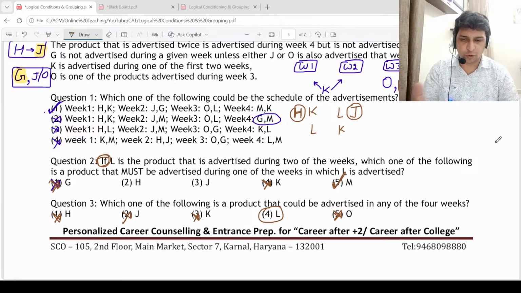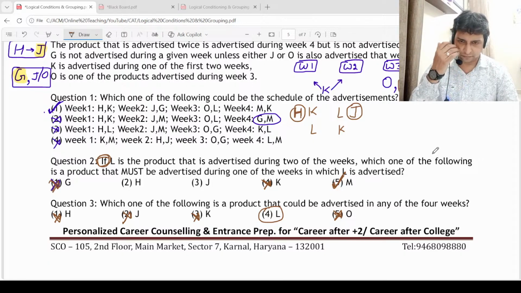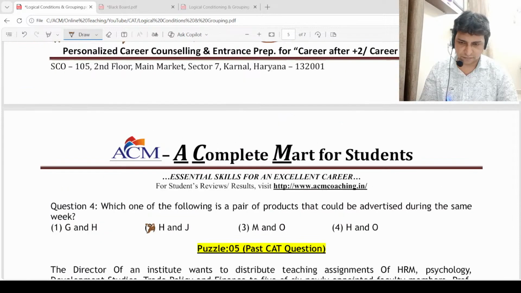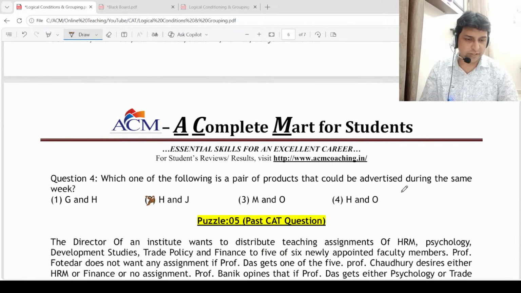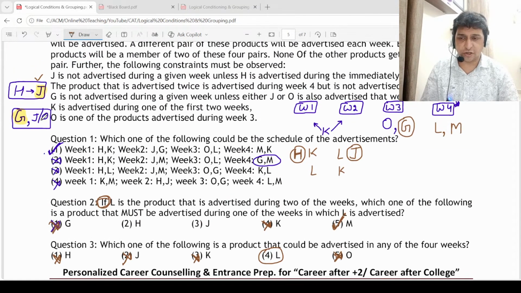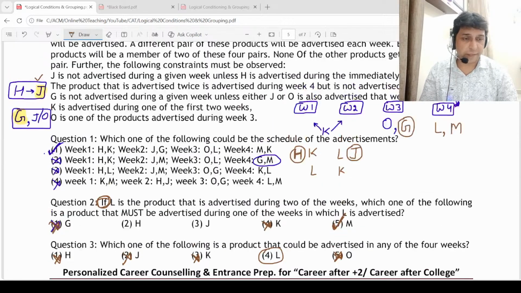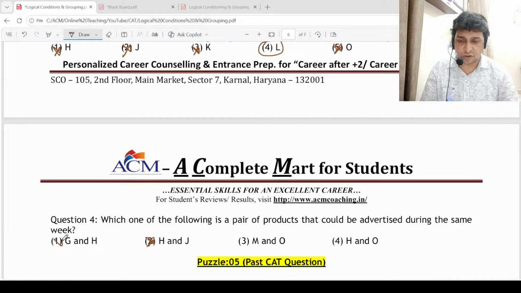So the equation, if we go through once again, the pair of products that could be advertised during the same week. That is G, J, and G, O. So we have that in the option. So we have G, J, and G, O. No, we don't have. But we know G has to be with J or O. So G and H is not possible.